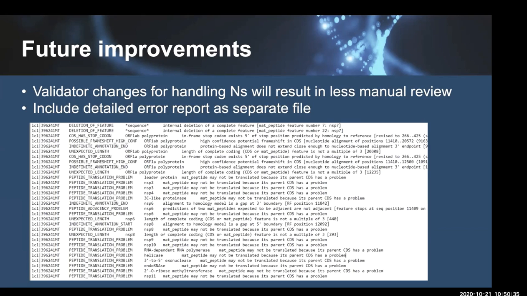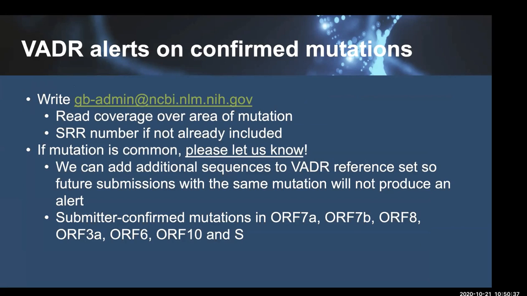Okay, next slide, please. So this is, as we were saying earlier, VADR is going to alert on detected frame shifts or stop codons. We know viruses mutate. We know that a lot of these are actually correct. We've gotten a number of confirmed mutations so far in the genes that are listed at the bottom of the slide there. We can, as Eric kept saying, add VADR reference sequences.